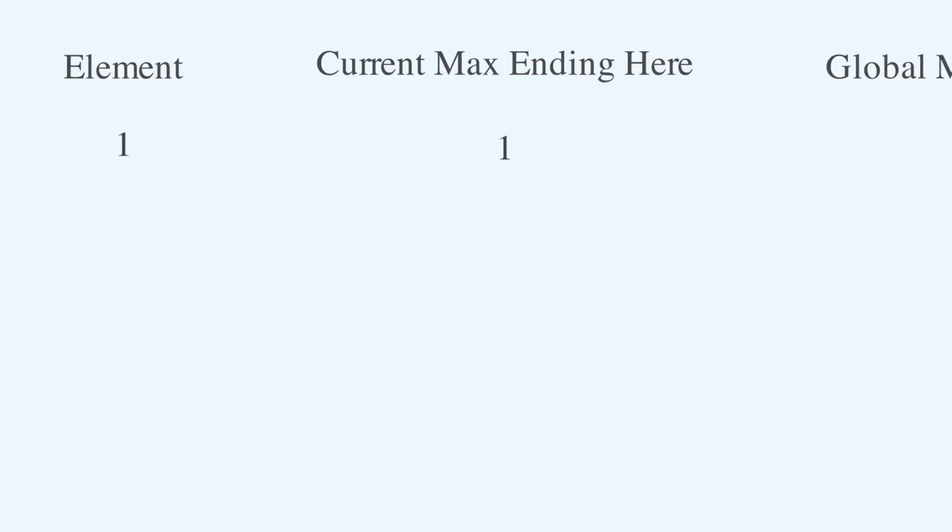Index 2, element is -3. Current max ending here equals max -3, 1 plus -3 equals max -3, -2 equals -2. Global max so far equals max 1, -2 equals 1. Index 3, element is 4. Current max ending here equals max 4, -2 plus 4 equals max 4, 2 equals 4. Global max so far equals max 1, 4 equals 4.